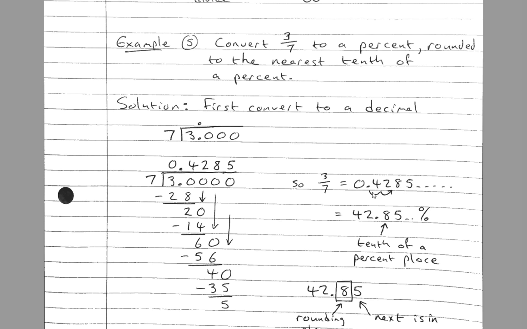So as a percent, we move the decimal point 2 places. It's 42.85%. There could be more digits here, but the question was to round the answer to the nearest tenth of a percent. So here's the percent. Here are the ones, here are the tenths, here are the hundredths. This 8 is in the tenth of a percent place, so that's the rounding place.